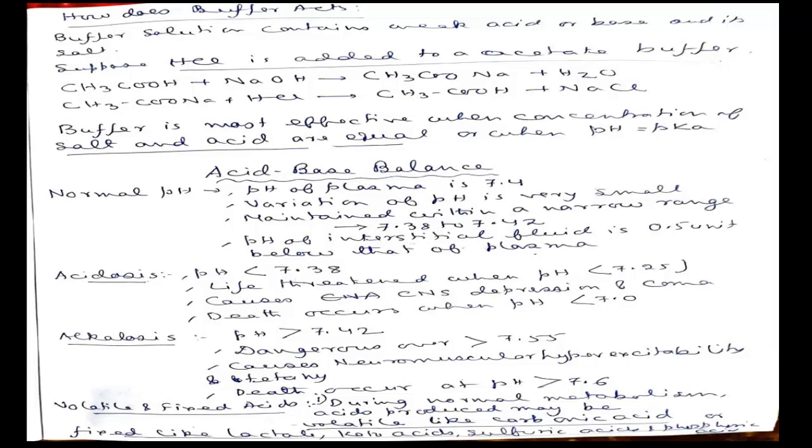Volatile and fixed acids are produced during our metabolism. Volatile acids are like carbonic acid and fixed acids are like lactate, keto acids, sulfuric acid and phosphoric acid.